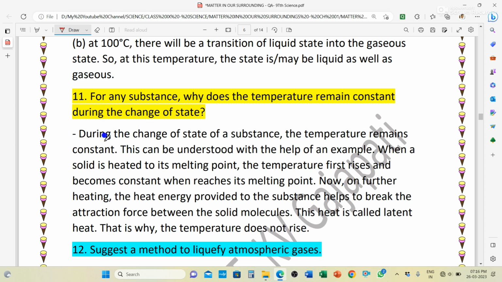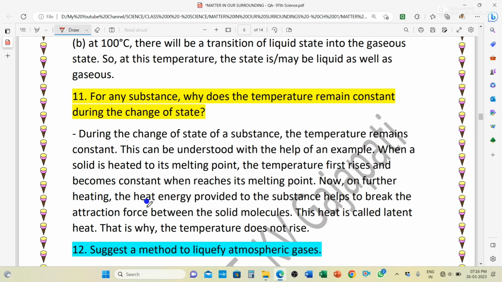Look at this answer. During the change of state of a substance, the temperature remains constant. This can be understood with the help of an example. When a solid is heated to its melting point, the temperature first rises and becomes constant when it reaches its melting point.